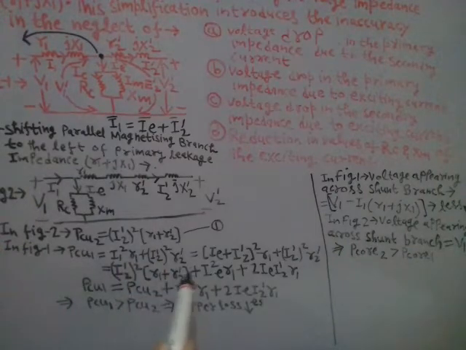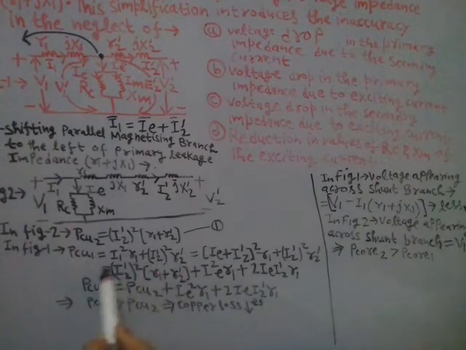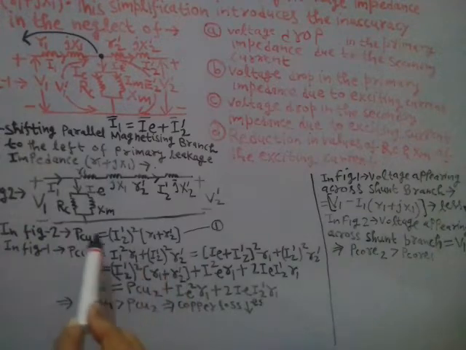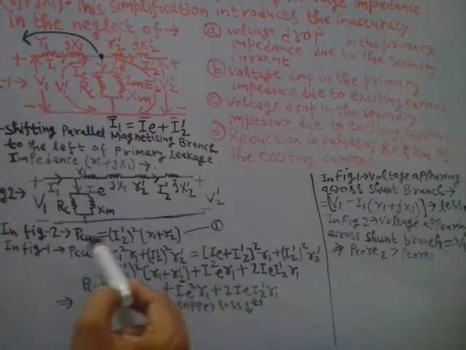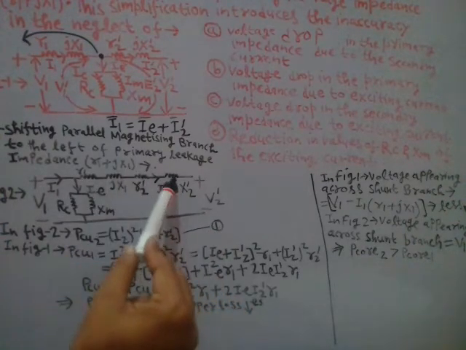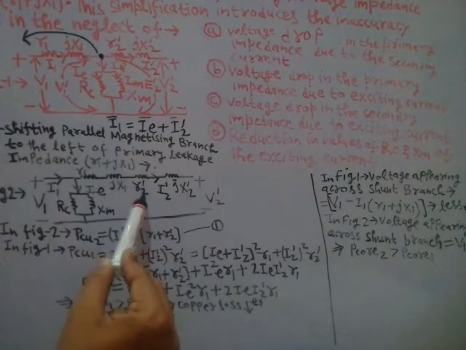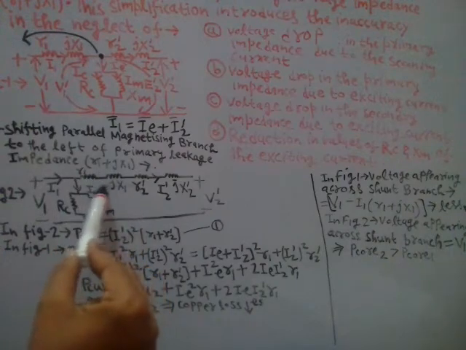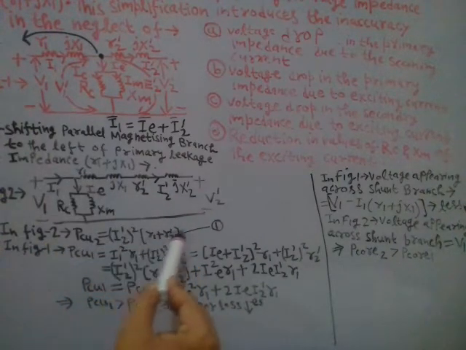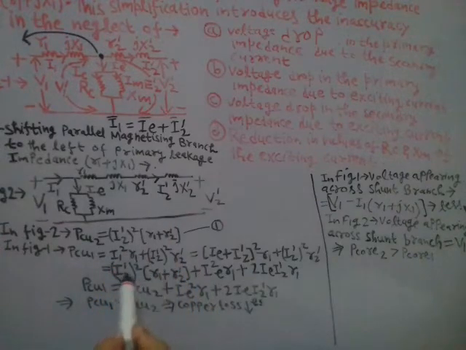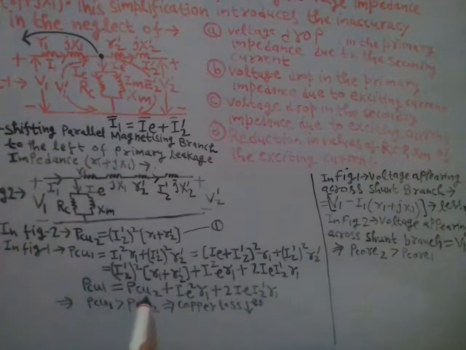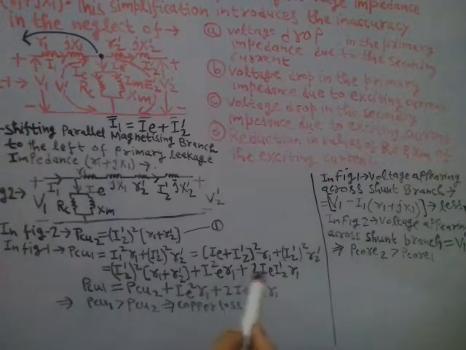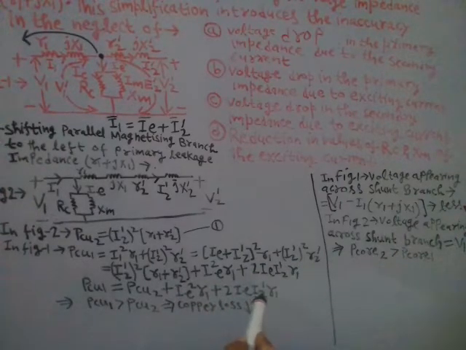So PCU1, now analyze that this whole term I2 dash square into R1 plus R2 dash is nothing but the copper loss in case of the second figure. See this, analyze from equation number 1. We have calculated the copper loss in the second figure because the same current I2 dash is flowing in R2 dash and R1. So copper loss will be I2 dash square in bracket R1 plus R2 dash in figure 2. So in place of this you can put PCU2, the copper loss in figure 2, plus the remaining terms written as it is, IE square R1 plus 2 IE I2 dash into R1.